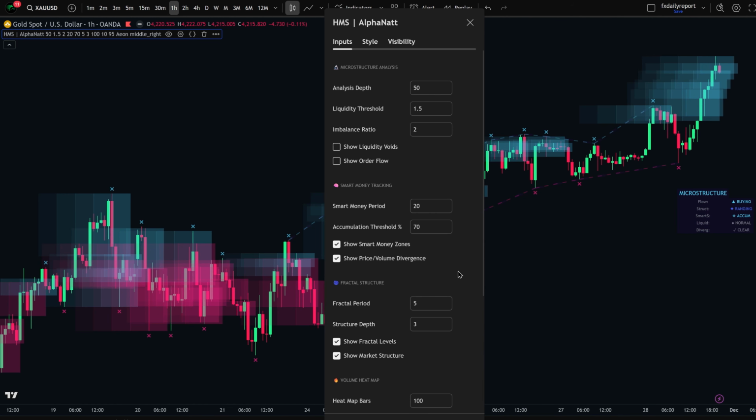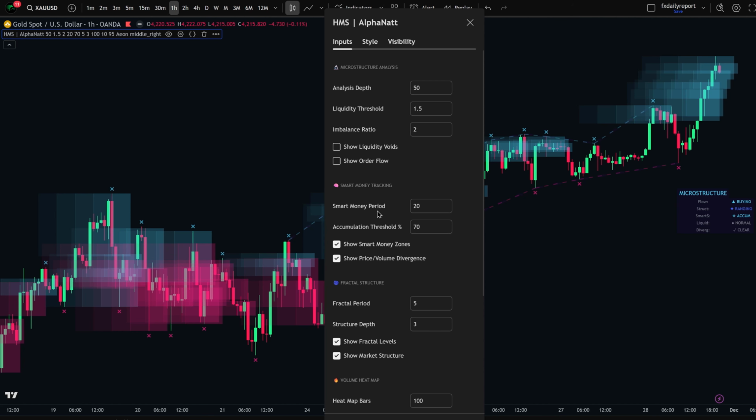Next, when you scroll back up, you'll see the Smart Money period. This setting controls how far back the indicator should analyze the accumulation and distribution behavior. The pink zone you're seeing on the chart is the accumulation behavior, and the blue zone you're seeing is the distribution behavior. So this Smart Money period is what tells the indicator how to detect these zones.